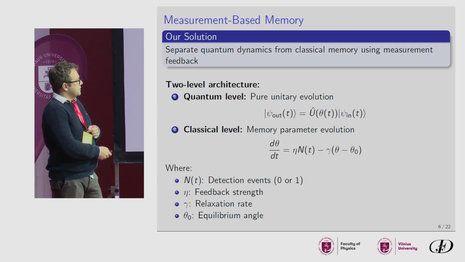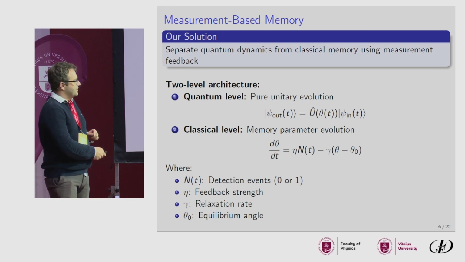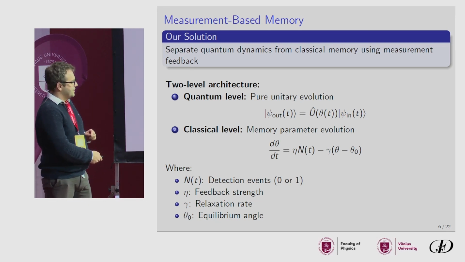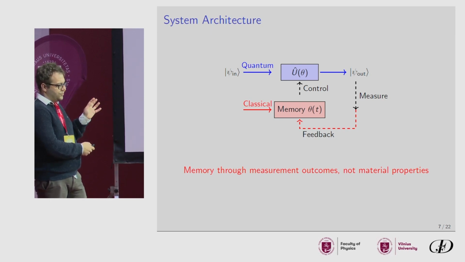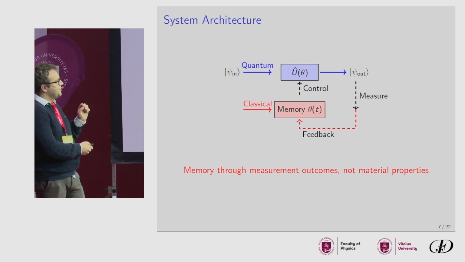It will be clear from the pictures very soon. Okay, so these are detection events, feedback strength, relaxation rate, and equilibrium angle. Fine, and this is the idea, the total architecture that I will try to convince you is a way of doing a quantum memristor in a very easy way.